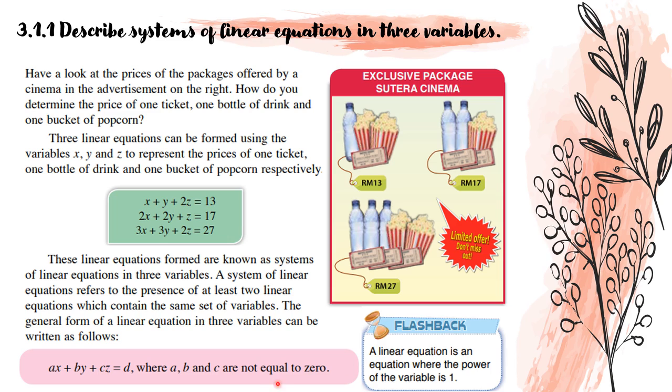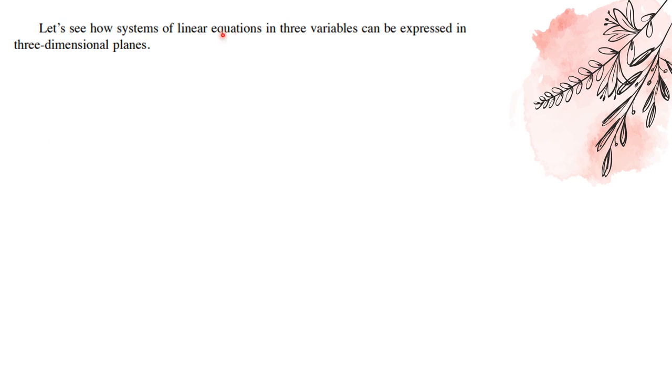Okay, flashback. A linear equation is an equation where the power of the variable is 1. So there is no power on x, y and z. If the power is 2, it becomes a quadratic equation. So for a linear equation, the highest power should be 1.